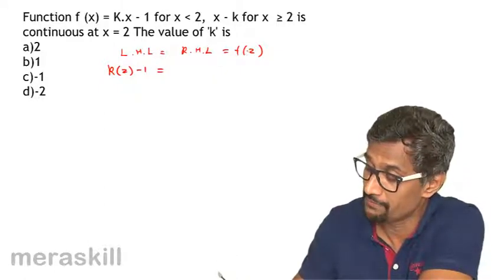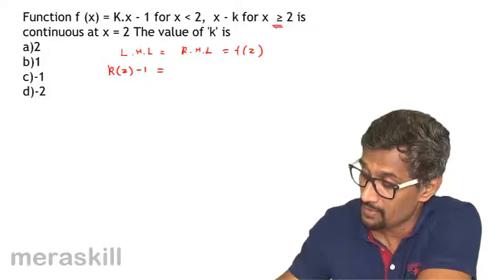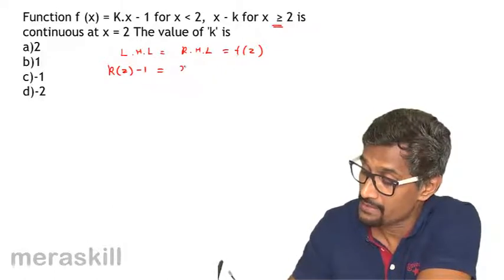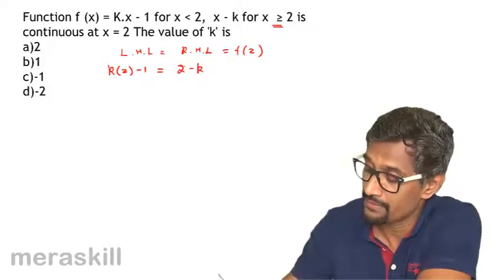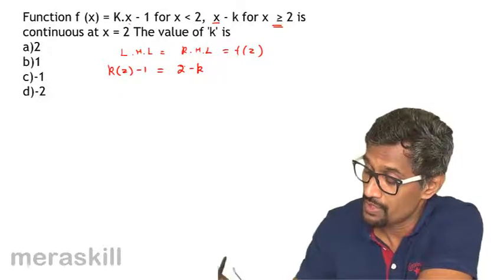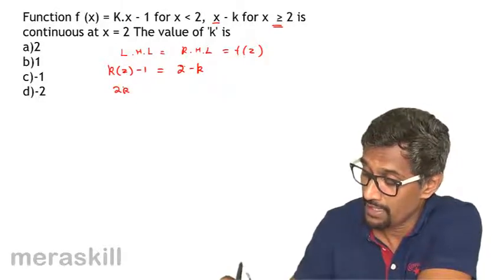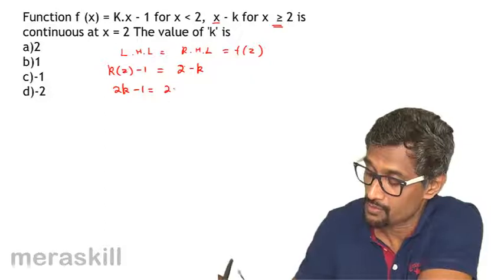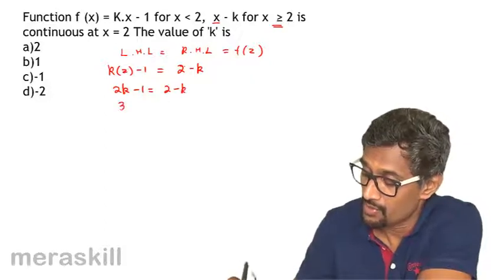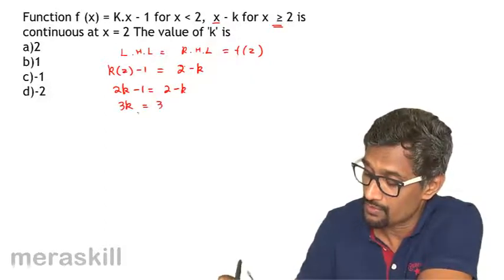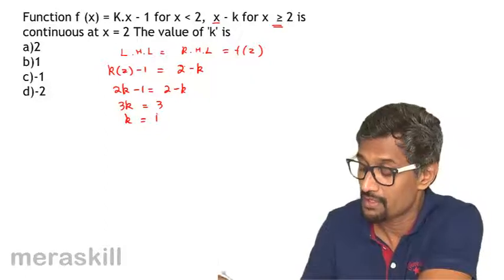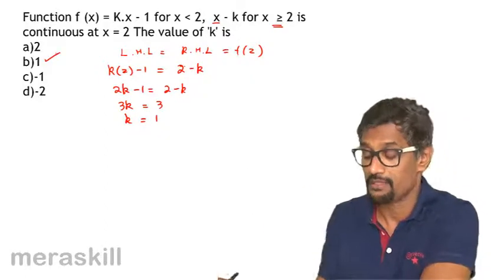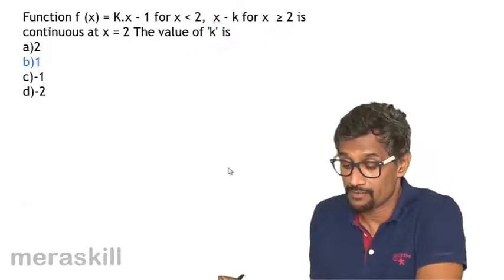Right hand limit and f of 2 are the same, which is going to be x minus k, that is 2 minus k. Wherever there is x, you put in 2, and hence you get 2k minus k is 2 minus k. So 3k is equal to 3. So k will turn out to be 1. Hence k is 1. Okay.